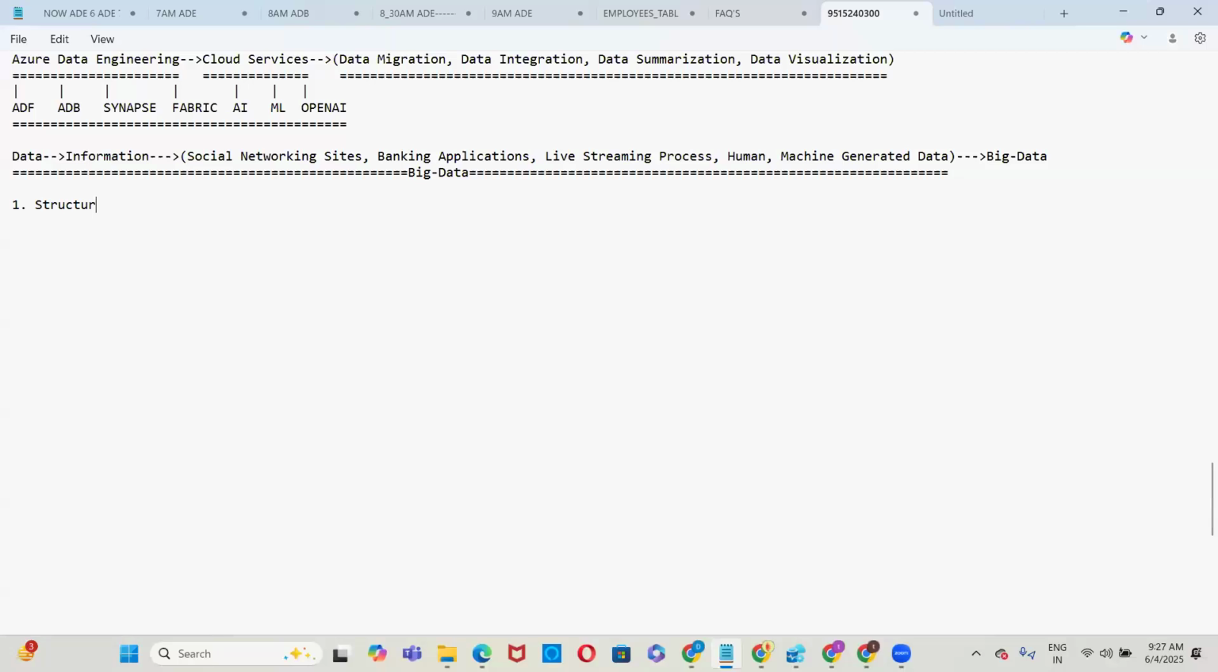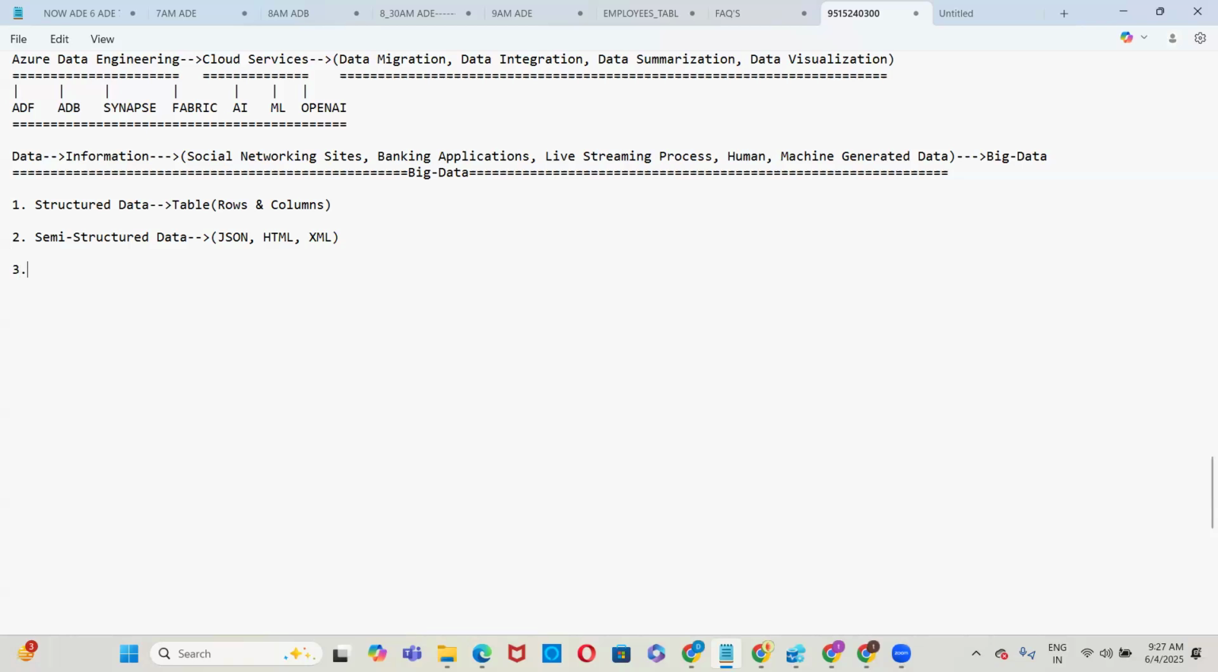Structured data, which we discussed yesterday, is data in the form of a table, with rows and columns. The second one is semi-structured data. Semi-structured data is the data recorded in the form of JSON, HTML, and XML formats, etc.